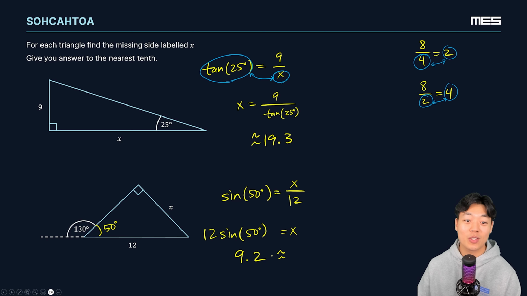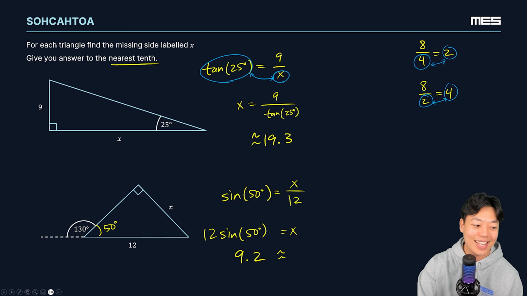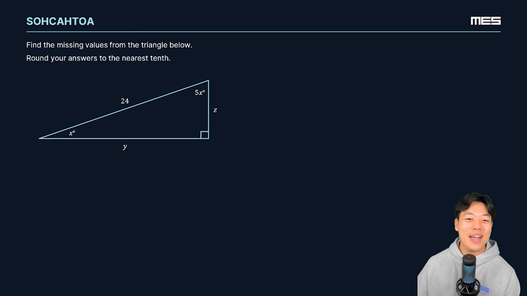9.2, because we want to round to the nearest tenth. Fun stuff. Find the missing values from the triangle below. Ooh, okay, so this time, even in our angle measures, we're given an x, but this is simple.